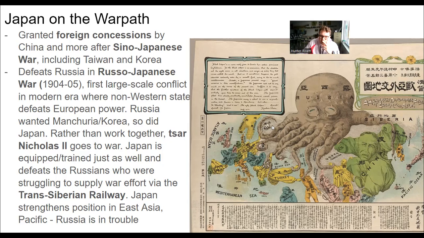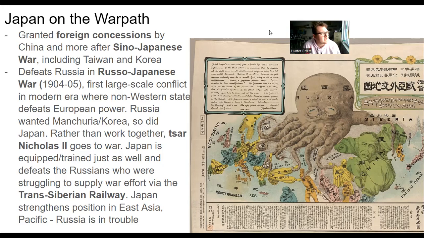And then Russia, whose base of operations is here in Moscow and in the industrial European heartland, is having to fight this massive war over here. And they struggle to supply the war effort with the Trans-Siberian Railway. Without that, there wouldn't have been a chance. But Japan obliterates them within a year. And so Russia actually has to sue for peace.